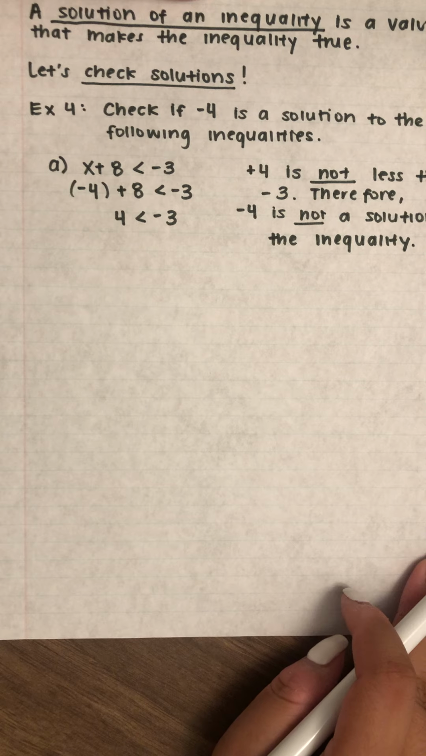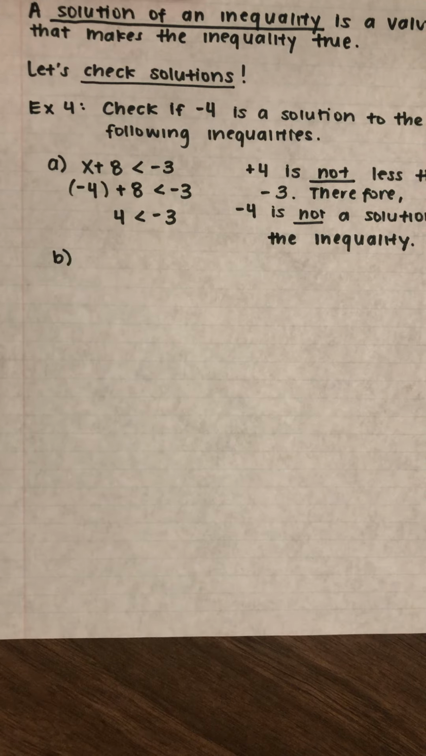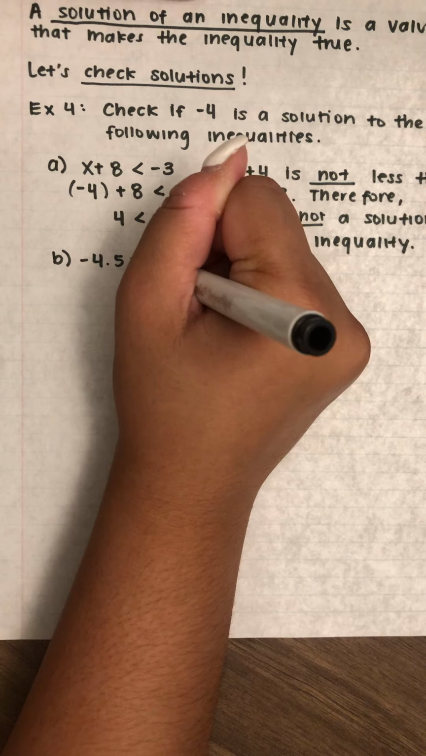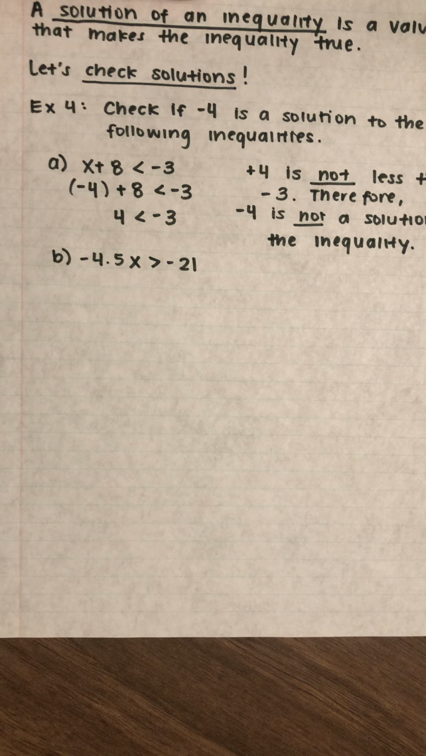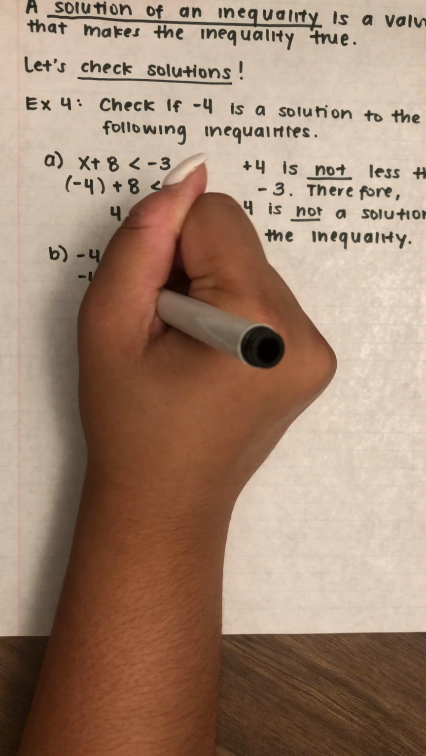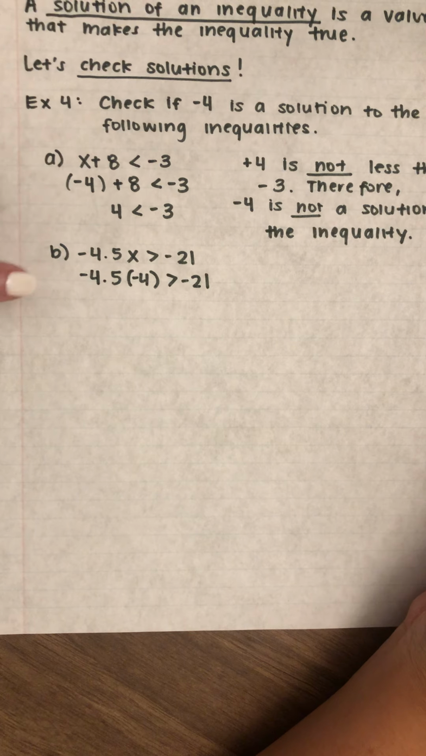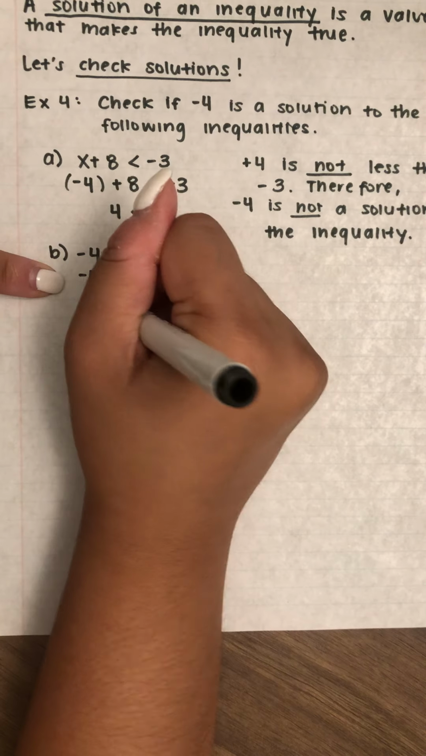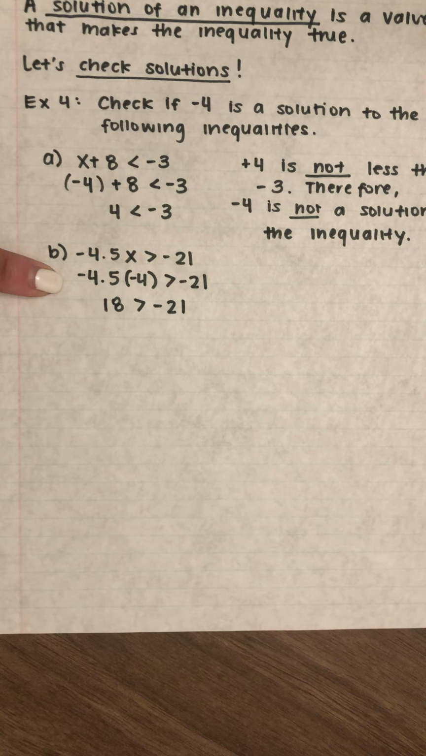All right. We're going to go ahead and look at one more example. So for B, our second inequality, we have negative 4.5x is greater than negative 21. Again, I'm going to check to see that negative 4 is a solution or not by plugging it in wherever I see x. I'm going to use a calculator for this. So negative 4.5 times negative 4 is 18. So 18 is greater than negative 21.